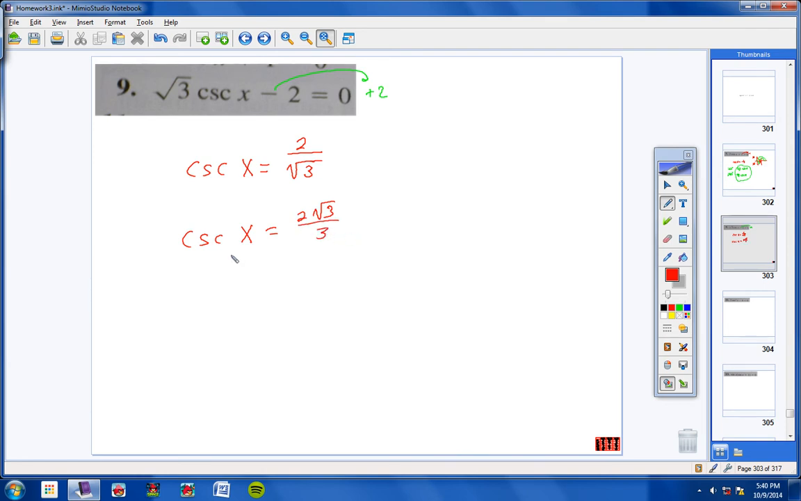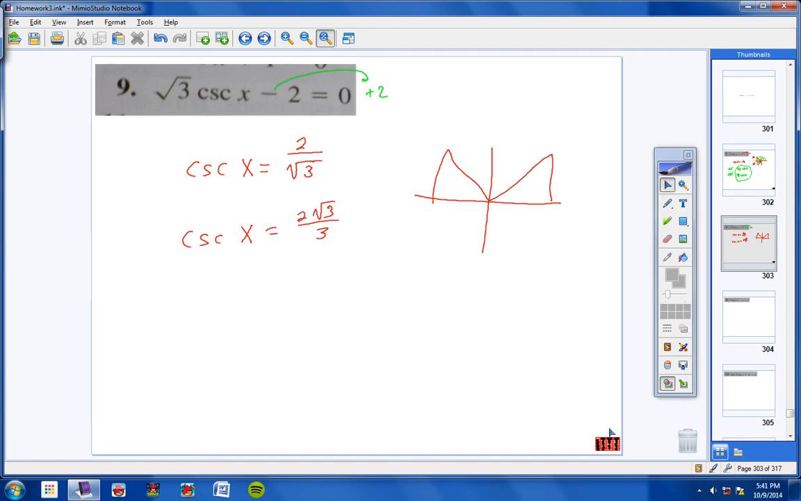First of all, we're looking for an angle whose cosecant gives a positive answer. Cosecant is positive where sine is positive, because sine and cosecant are reciprocal functions. So sine is positive here and sine is positive here. So there's our 2 quadrants.